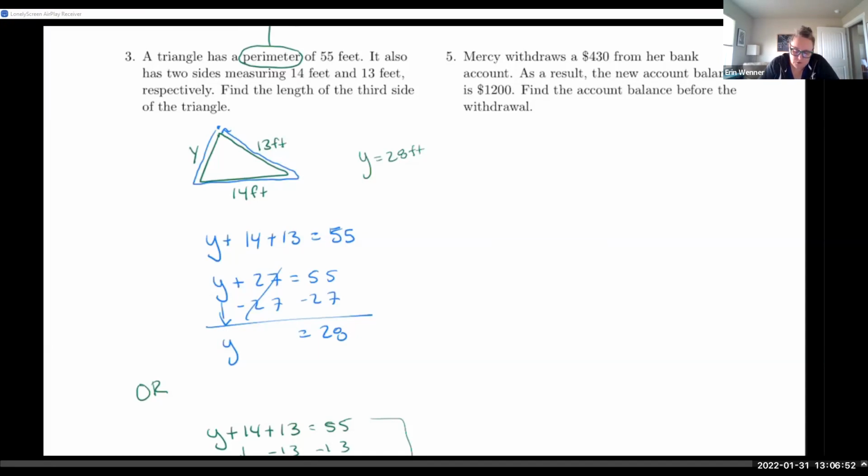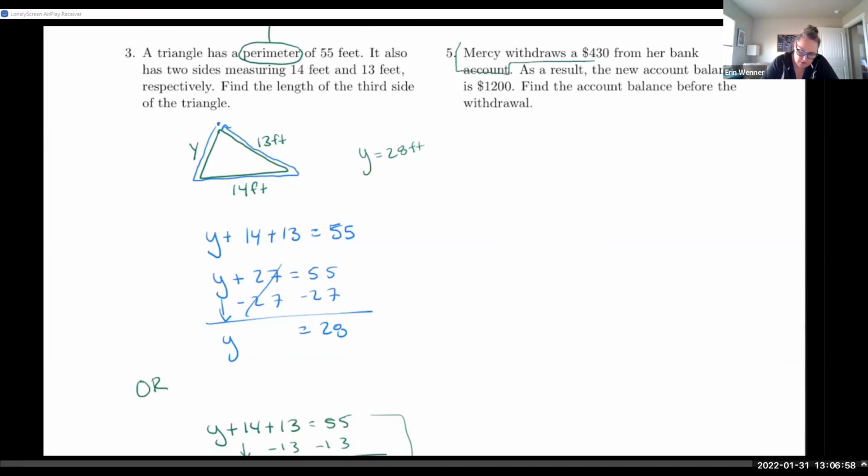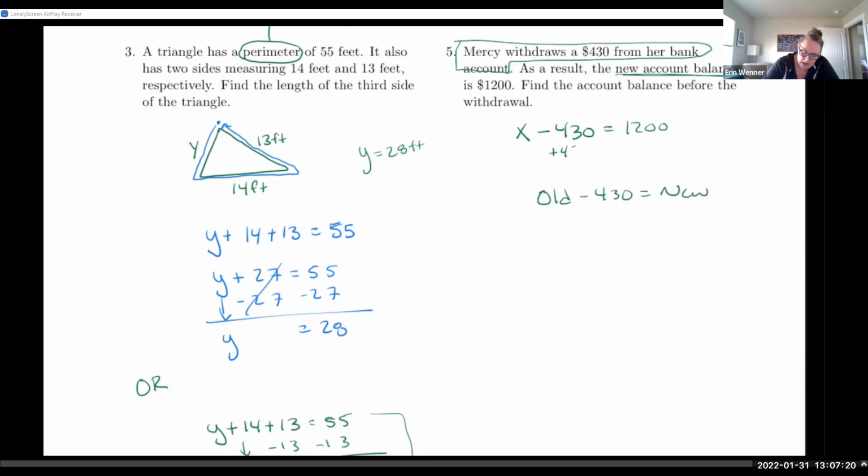Okay, so Mercy withdraws $430 from her bank account. So let's just think about this first statement. She's got some amount and she's withdrawing $430 from it. As a result, the new balance is $1,200. So you can think about it as old minus 430 equals new, right? So in order to solve this, we're going to use addition. We're going to add 430 to both sides, giving us x equals $1,630 as her balance before she made the withdrawal.